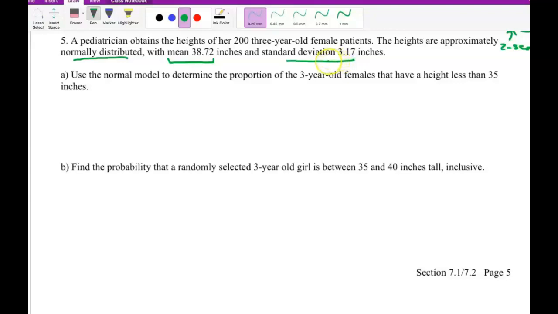Part A: use a normal model to determine the proportion of 3-year-old females that have a height less than 35. So this is the value, that is our x. First step, we need to convert that value, our x, which is 35, to a z-score.